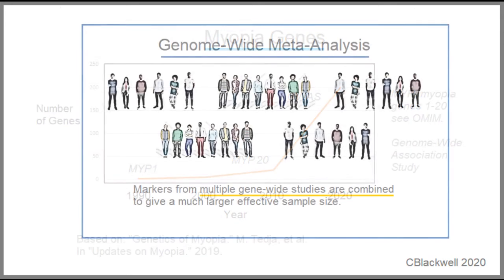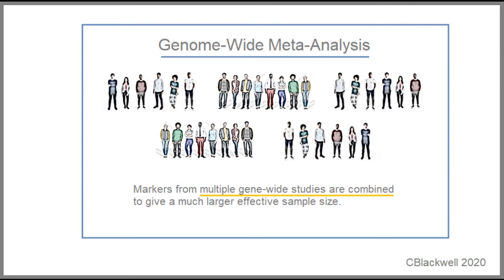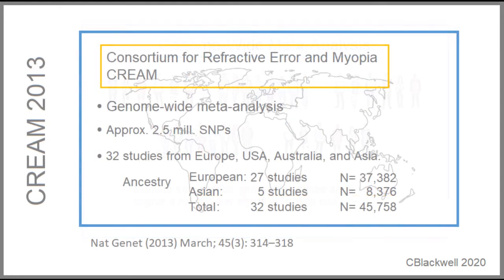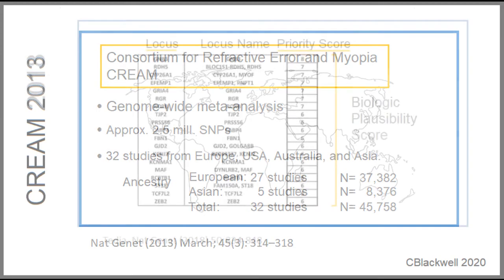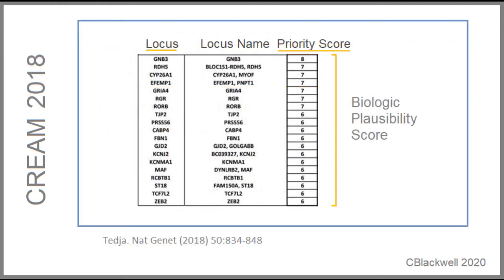Combining genome-wide studies into a meta-analysis increases the available data set. Just such a study was done for myopia, the CLEERE study. Screening 2.5 million markers, they determined which genes had the highest association with myopia and ranked the strength of association. These were the 19 genes with the highest plausibility scores. What do these genes do?